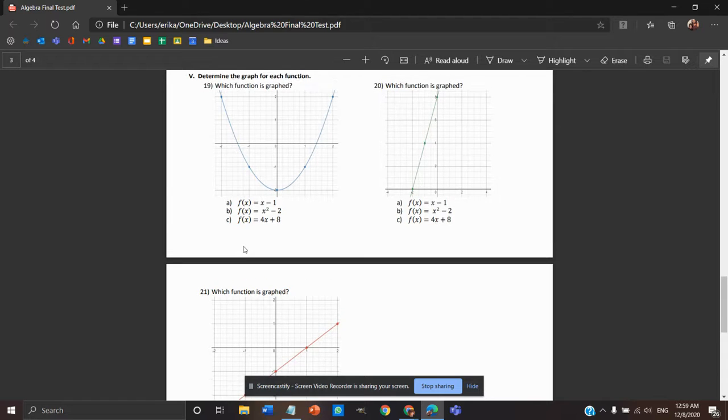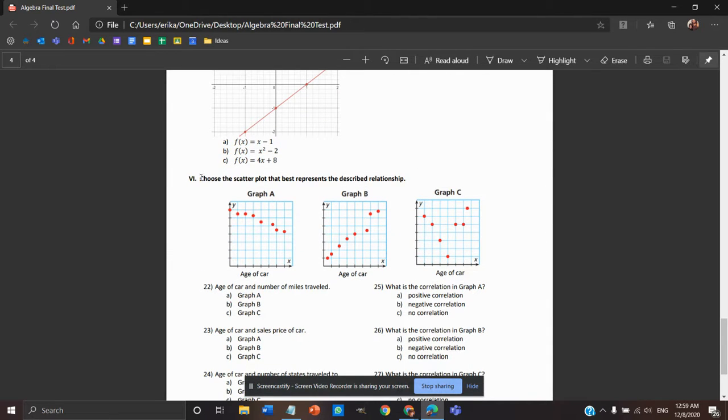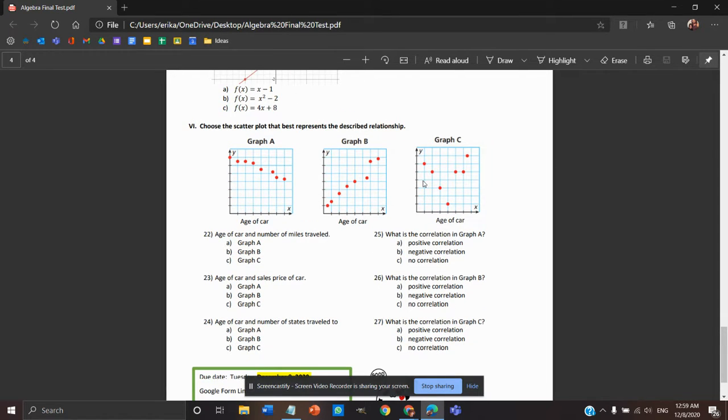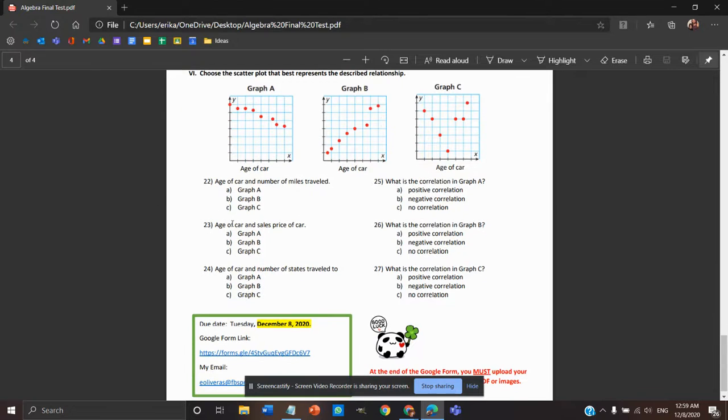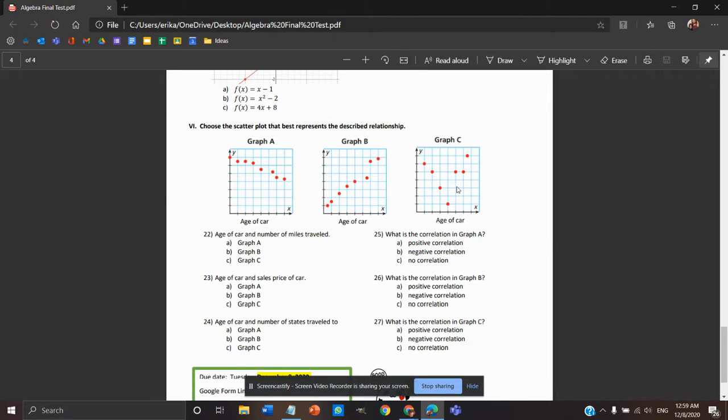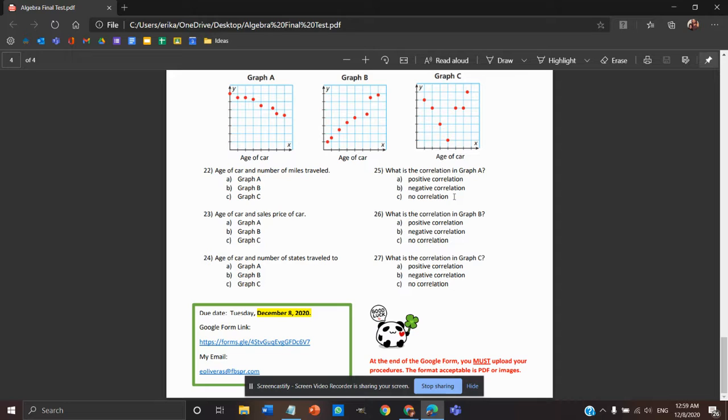On the sixth part right there, again, you're going to choose the scatter plot that best describes each relationship, and then you're going to tell me the correlation. So you have it here very nicely divided. You have three graphs, and you have three situations. Which situation goes with each graph? Then it says the correlation on graph A is what type of correlation do you see there? What correlation do you see on graph B? And what correlation do you see on graph C?